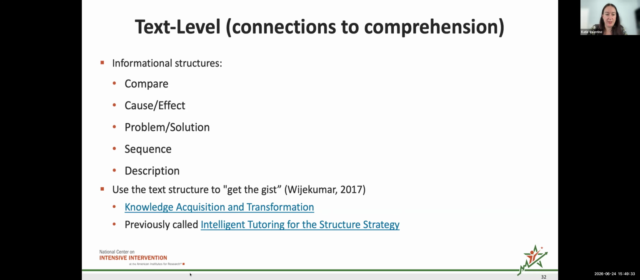So the knowledge acquisition and transformation strategy that's highlighted on this slide does just that. So students are taught a strategy. They learn how to use the structure of what they've just read, create a summary statement, and then integrate that into their writing. So this is a really, really powerful strategy. It has shown large effects in really rigorous studies on all students, but especially for students with disabilities.